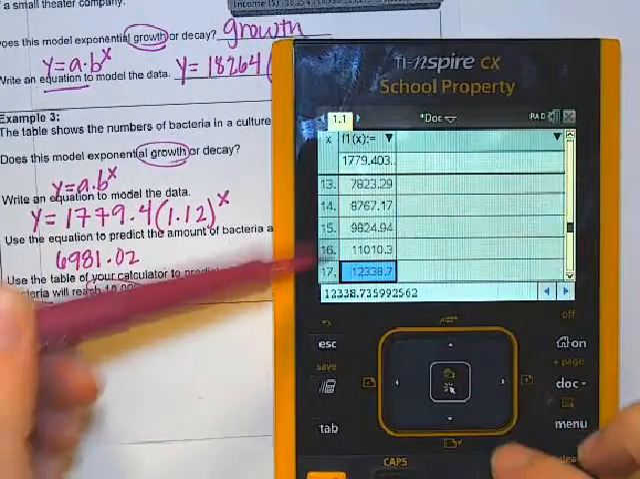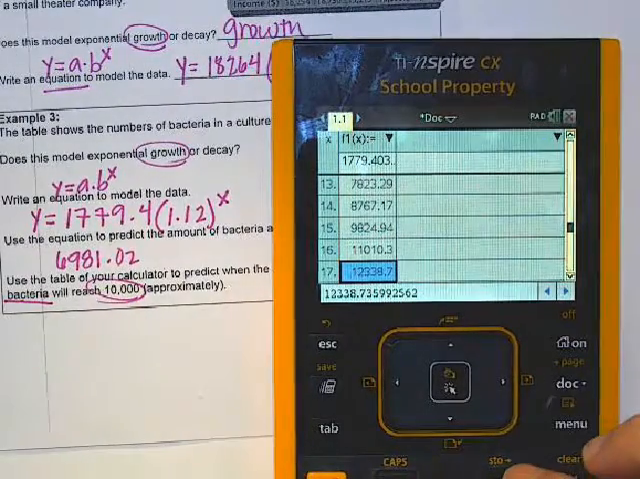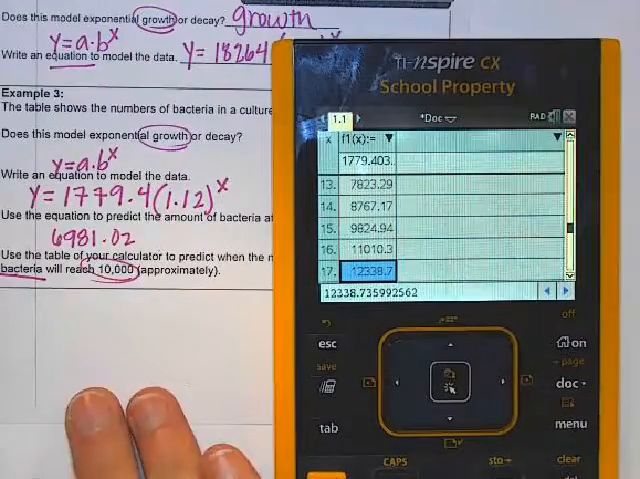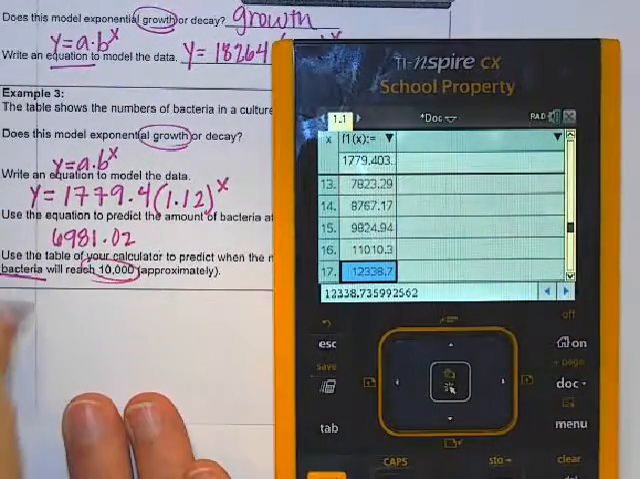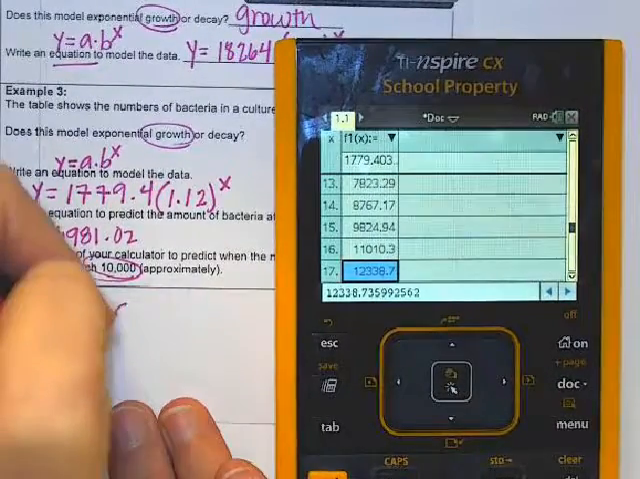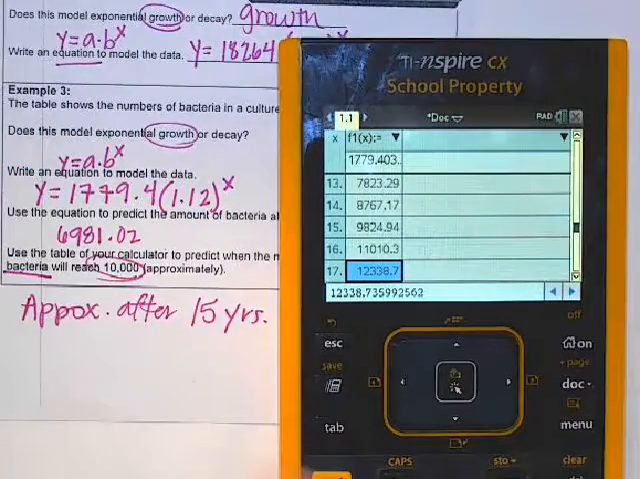So when does it become 10,000? Between what? 15 and 16. Okay, so approximately after how many years? 15. Yes. Any questions? No more.